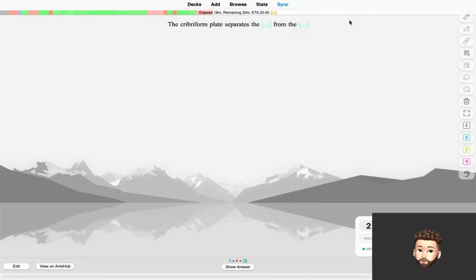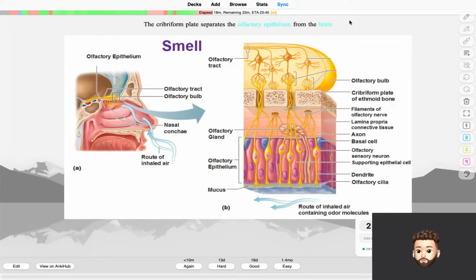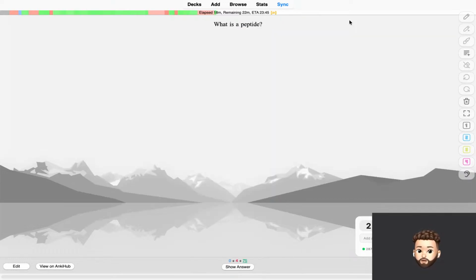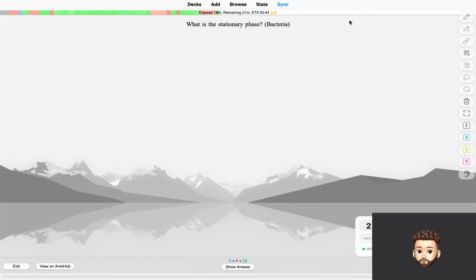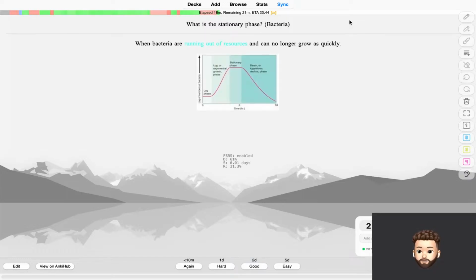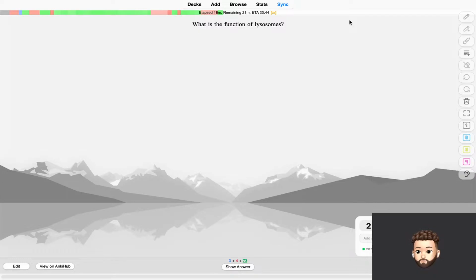Cribriform plate separates the olfactory epithelium from the brain. What is a peptide? A chain of amino acids. The stationary phase is when they are running out of resources, and so their population growth staggers out. What is the function of lysosomes? To digest material like foreign materials or damaged or unneeded organelles.